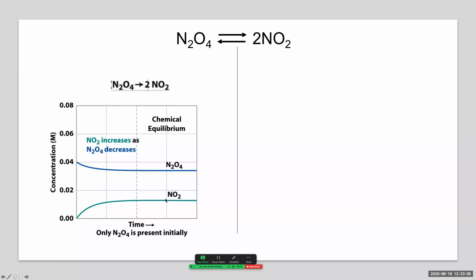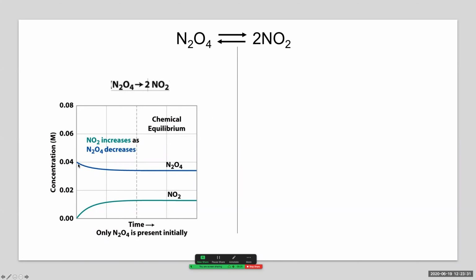So one thing I'd like you to point out is that the change in concentration of N2O4 is about half the change in the concentration of NO2. So that matches the stoichiometry of this equilibrium expression. And you get 2 molecules of NO2 for every molecule of N2O4 that disappears.